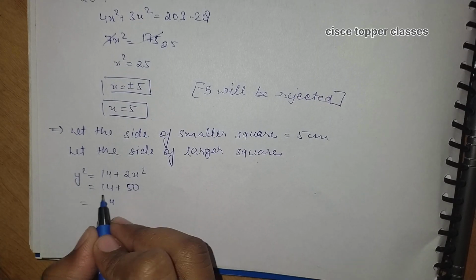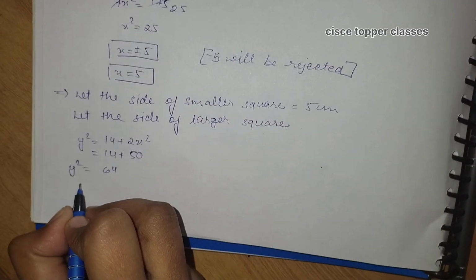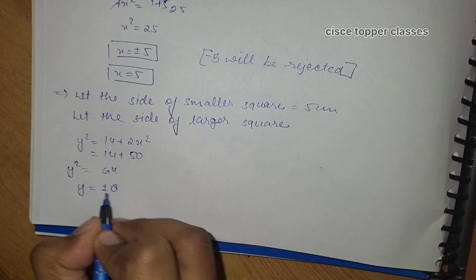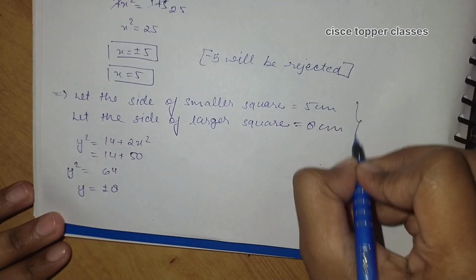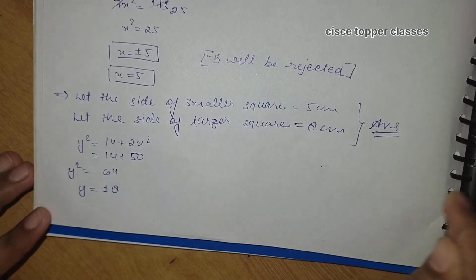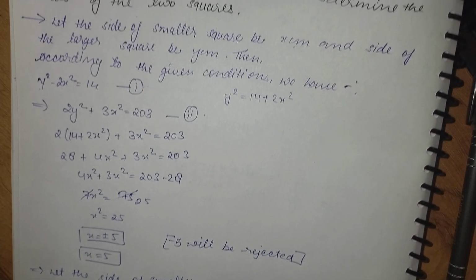So y square is 64, and y is equal to plus minus 8 here. We will take the positive value, hence 8 centimeter is the side of the larger square. So this is the answer here in this question, and this is the solution of question number 46 here, which is asked in the question we have calculated here.